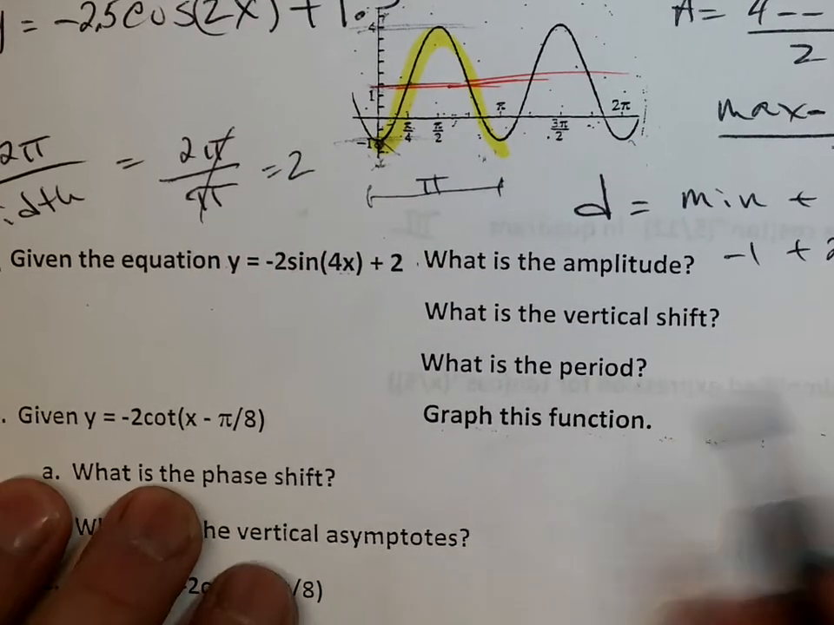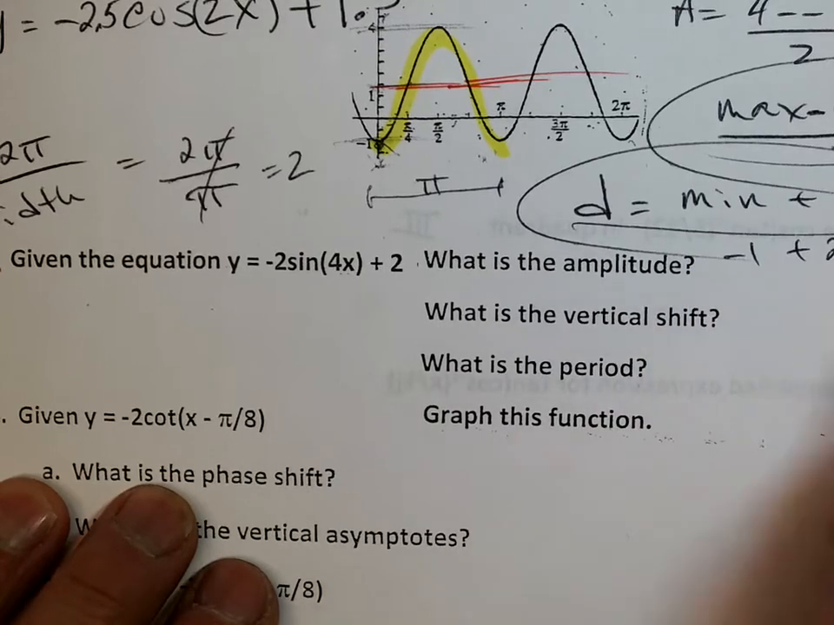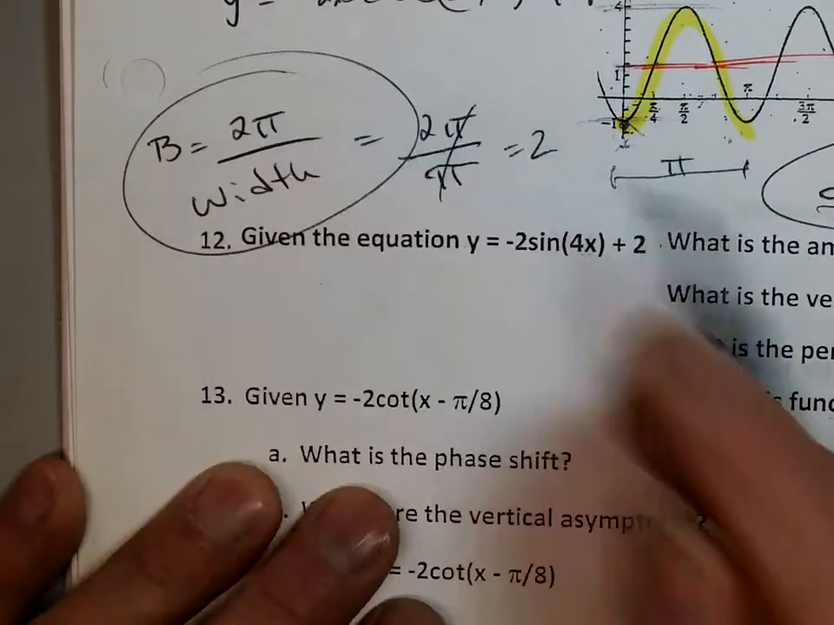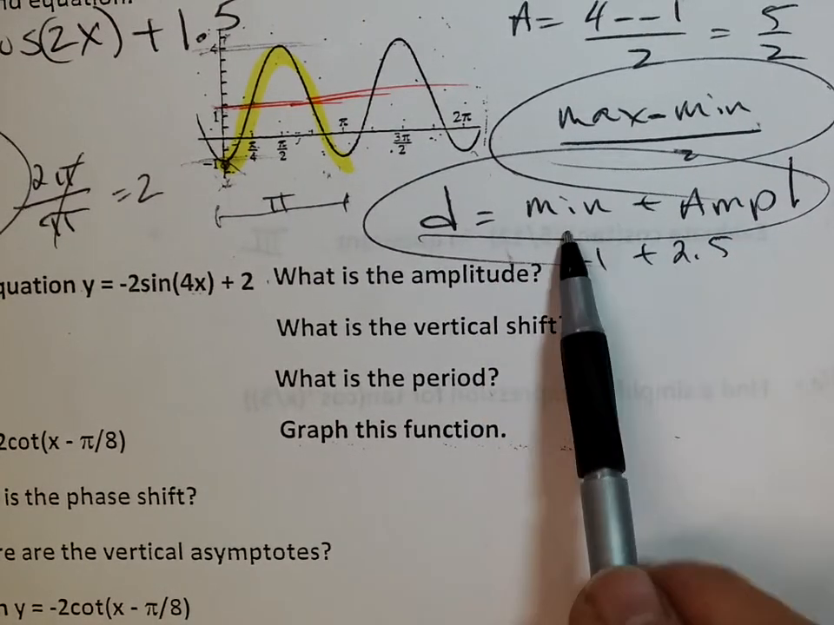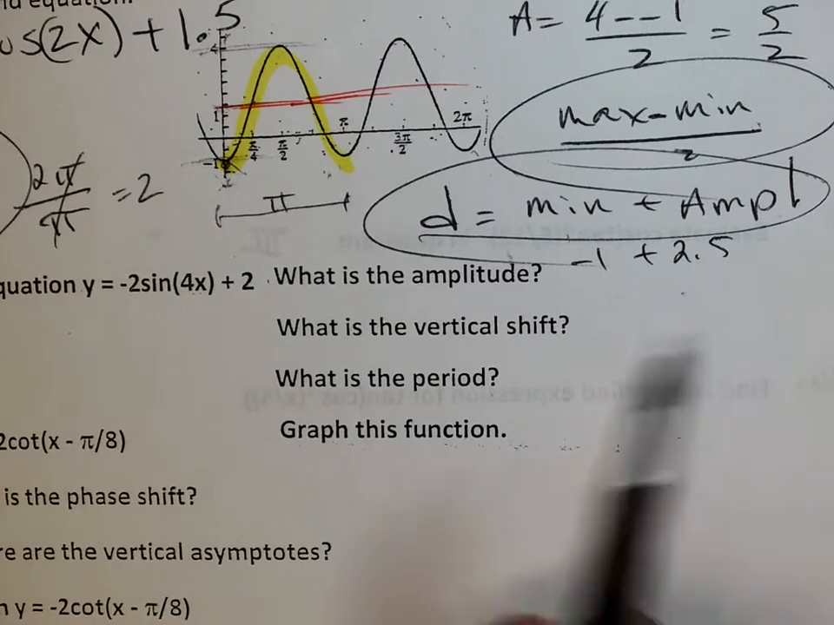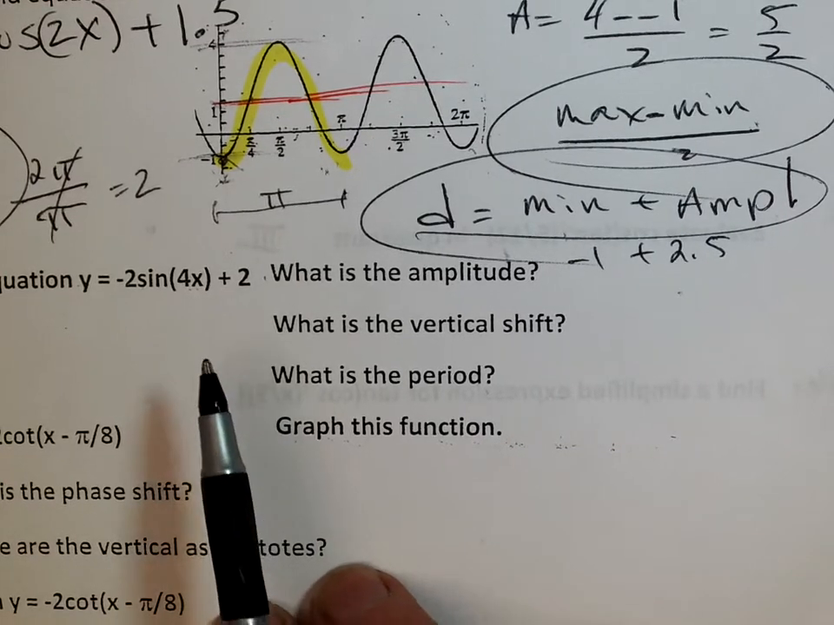Okay, so these are little formulas that can always help you if you get stuck. B is 2 pi divided by the width. That's the frequency. The amplitude's maximum minus min divided by 2. My midline can be found by the minimum plus the amplitude. Thumbs up? Easy little notes. Make sure you have those, okay?